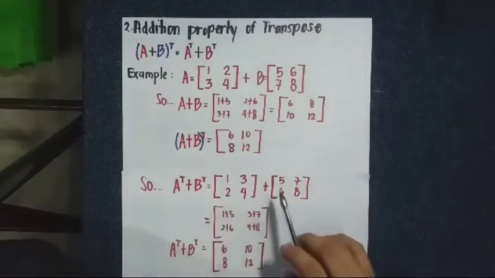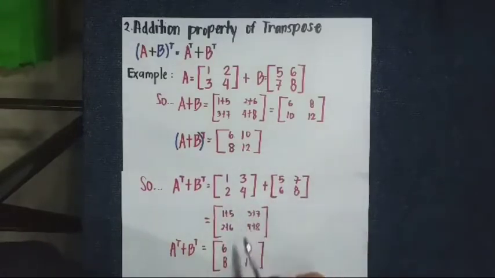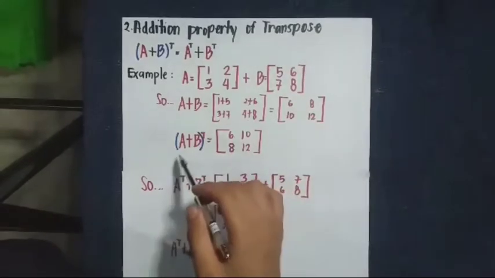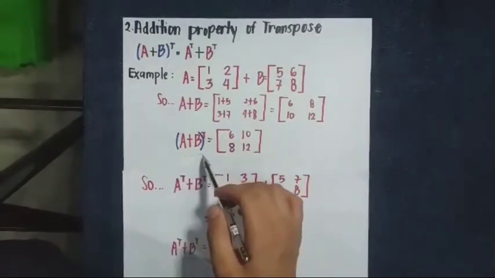The transpose of A plus transpose of B is equal to 1 plus 5 is 6, 2 plus 6 is 8, 3 plus 7 is 10, and 4 plus 8 is 12. Therefore, the transpose of A plus transpose of B is equal to transpose of A plus B.